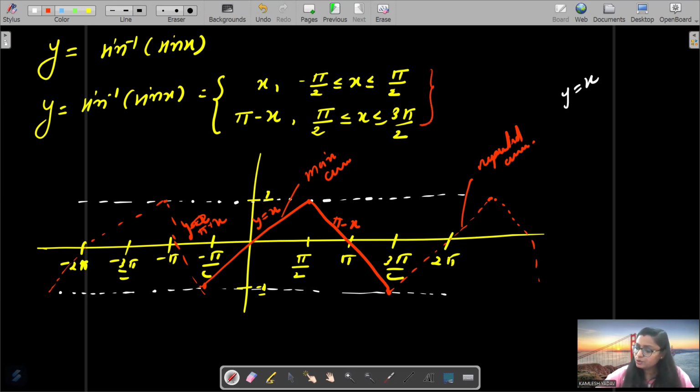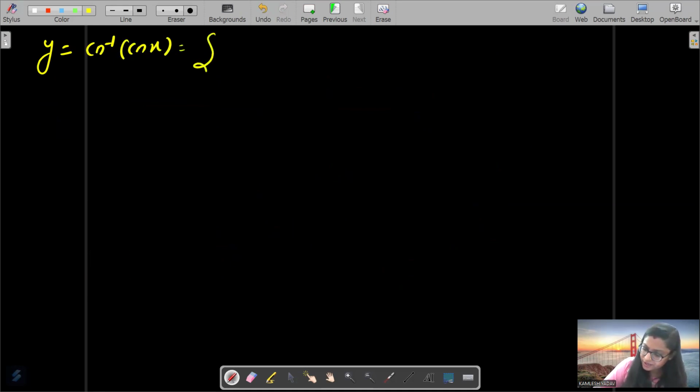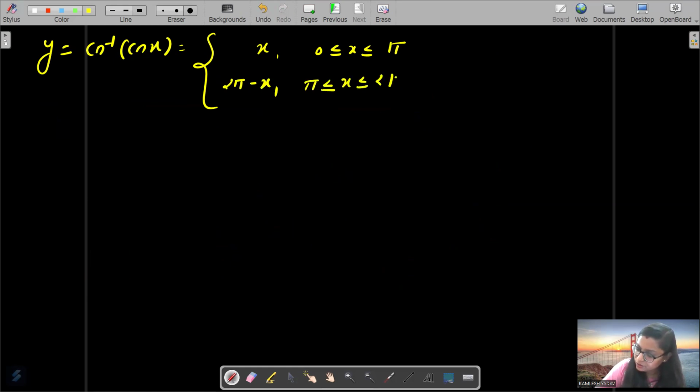See, this result is useful to find the graph of sine inverse of sine 3 theta, or sine inverse of sine 2 theta. Okay, then we go for the next graph: y is equal to cos inverse of cos x. First of all, this graph is defined as x where 0 is less than or equal to x less than or equal to pi, and 2 pi minus x where pi is less than or equal to x less than or equal to 2 pi.